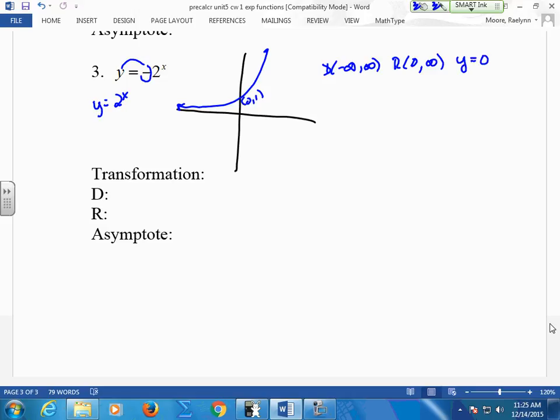Now, if it was next to the x, I would take the x from positive to negative, and my reflection would be in my y-axis. But this is not affecting the x, it's affecting the y. So when my y goes from positive to negative, here's my reflection over the x-axis. A reflection in the x-axis. Now, this point is going to reflect down here.